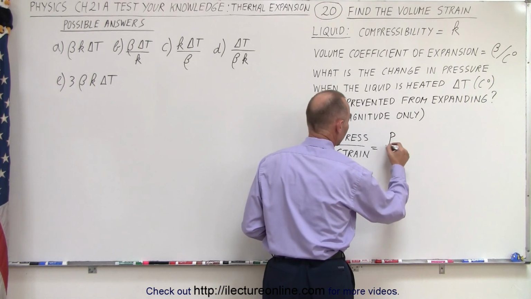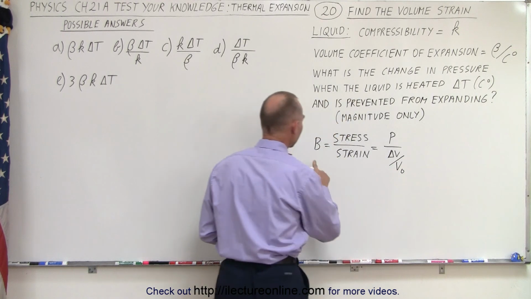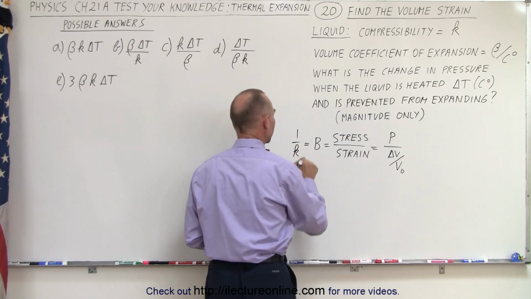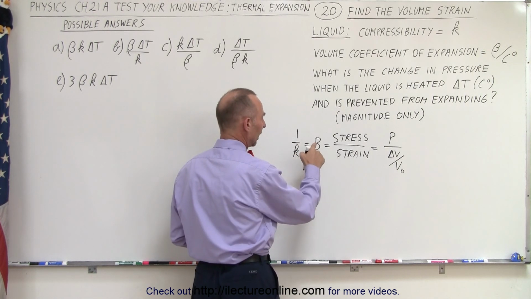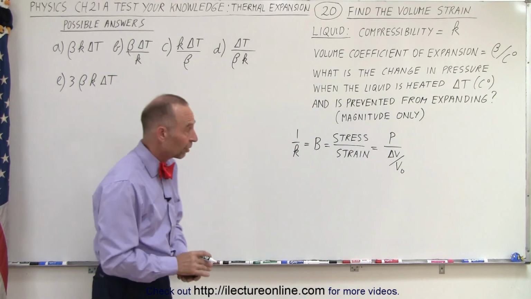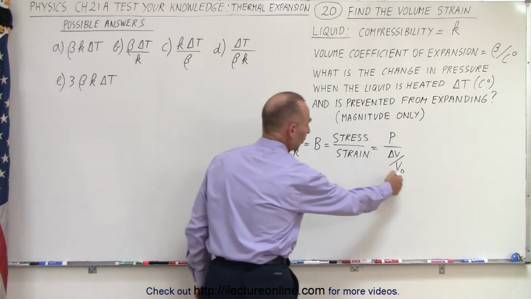So it's equal to the pressure divided by the change in the volume over the original volume. And the bulk modulus, by definition, is 1 over the compressibility. So now we have a relationship between the compressibility and the bulk modulus, and the bulk modulus and the pressure and the strain, which is the change in the volume over the original volume. So let's go ahead and solve this portion first.